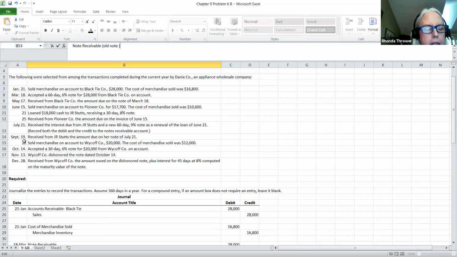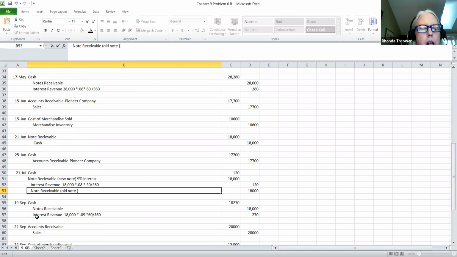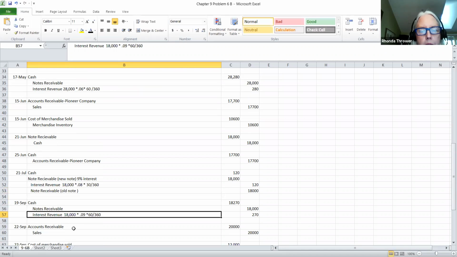On September the 19th, it says we received from J.R. Stutz the amount that was due on her note of July 21st. Remember, it was the new note at 9% for 60 days. And J.R. Stutz is finally paying us for that. So we're going to record some interest as revenue off of that new note that we created on July 21st. The face amount of the note was $18,000. The interest rate was 9%, and the term of the note was 60 days, divided by 365 days in the year. That's how we get $270 in interest.